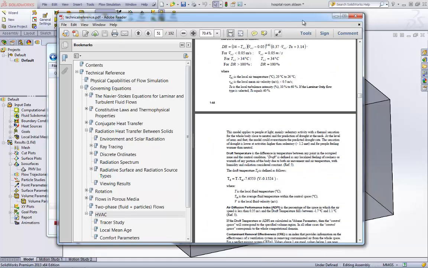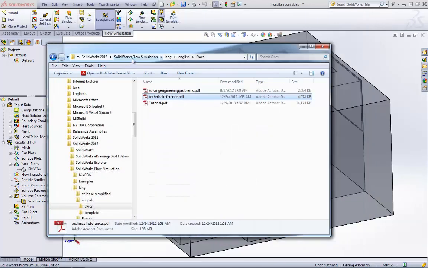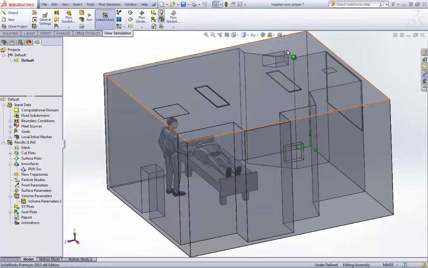All right, so again, just to recap, this is in your Flow Simulation Installation Directory, Lang English Docs. Okay, and these are for all Flow users. Anyone who has Flow installed has these documents, as well as these example files.